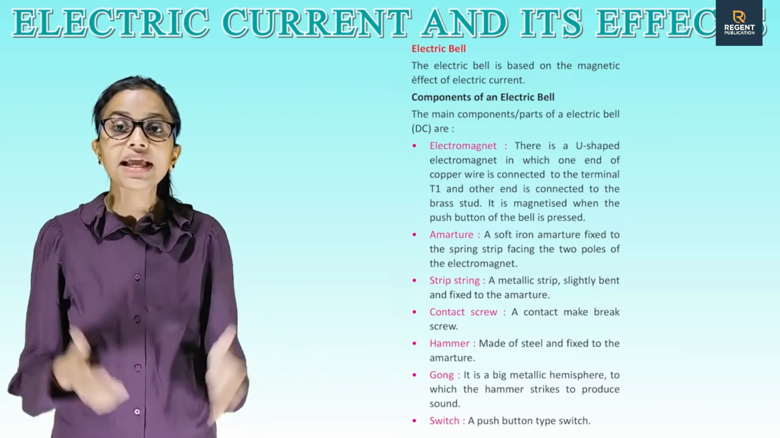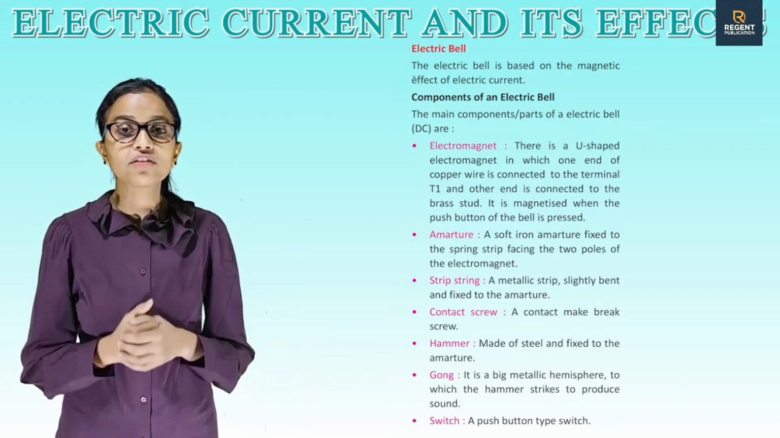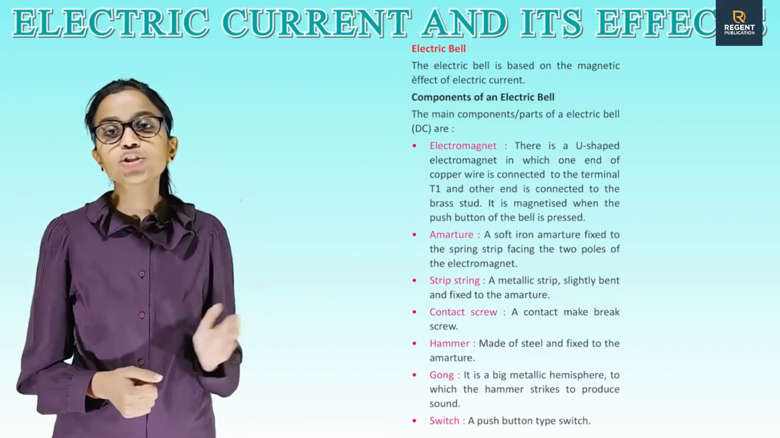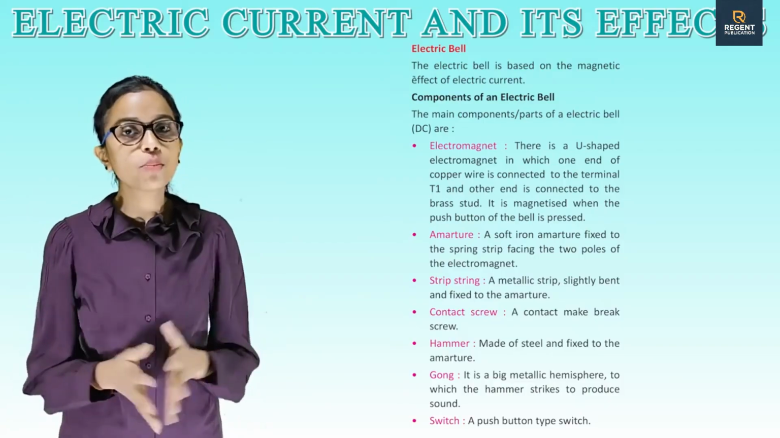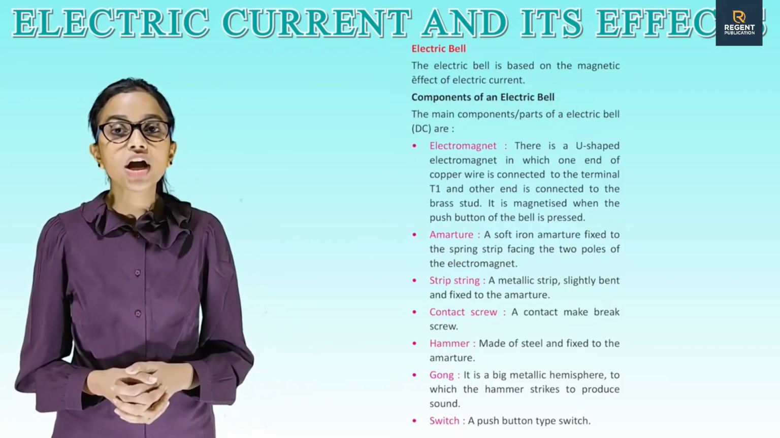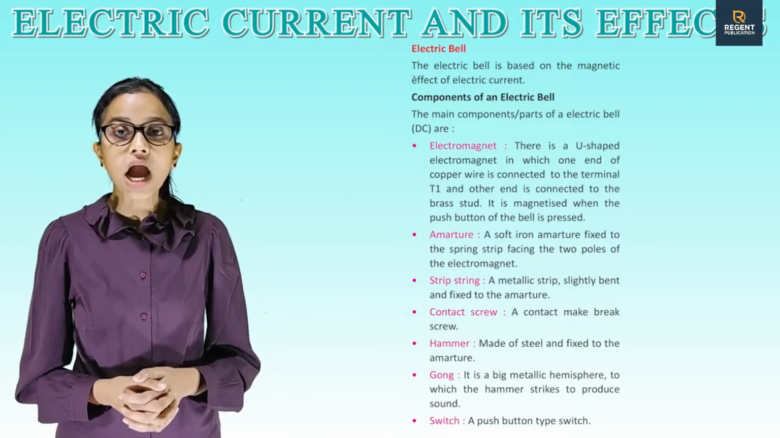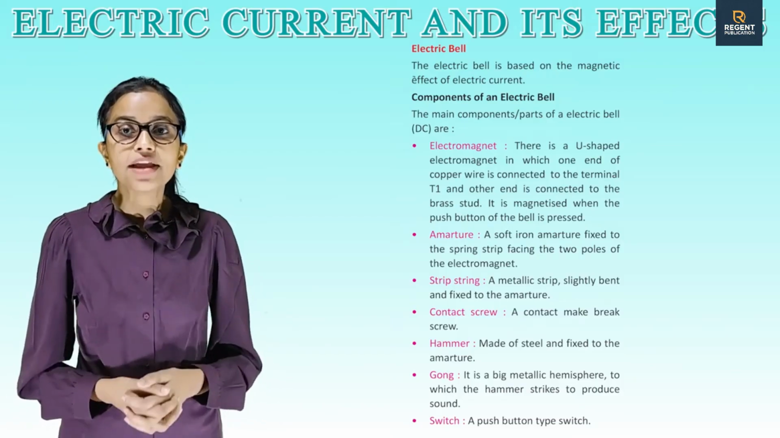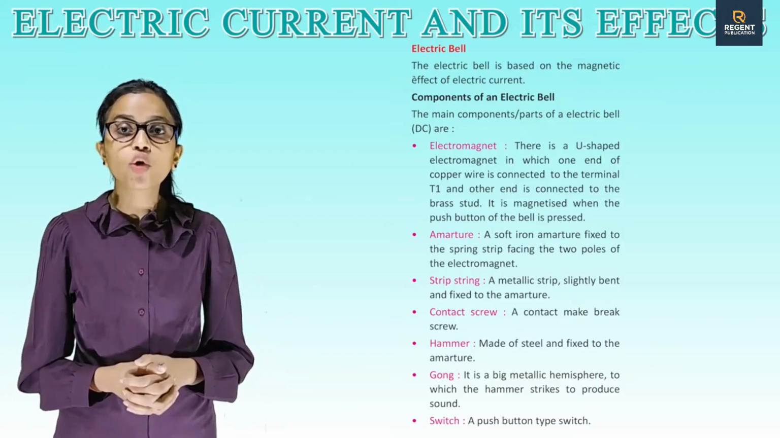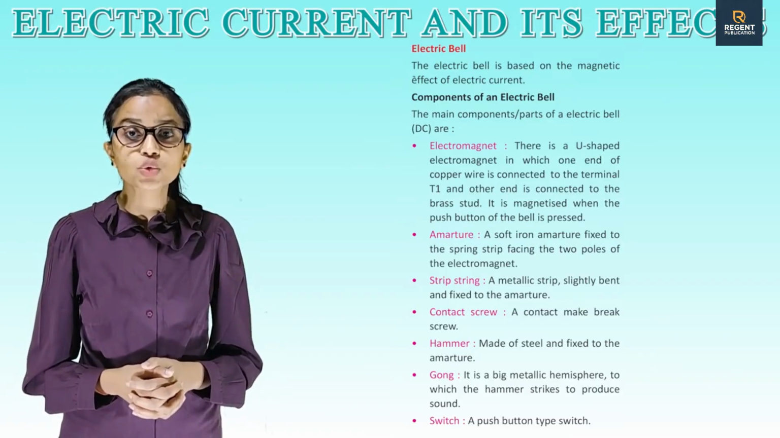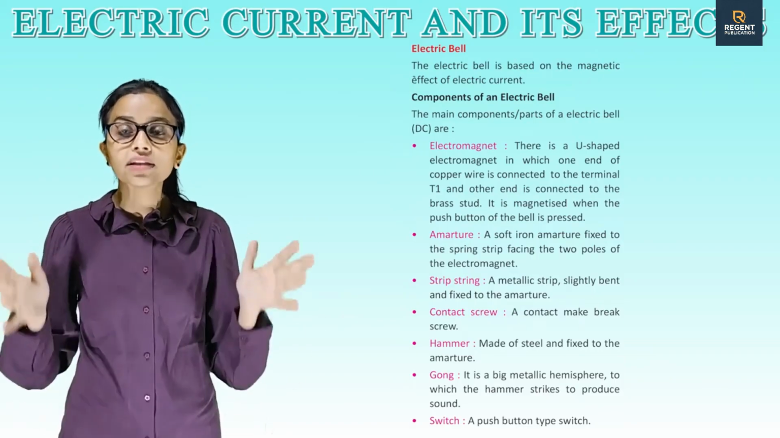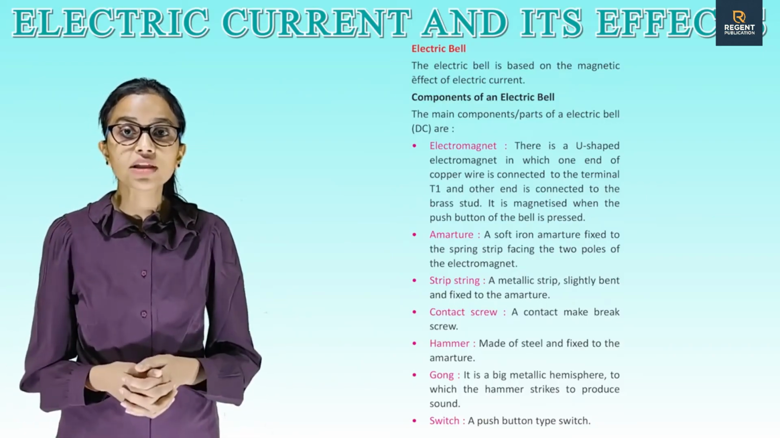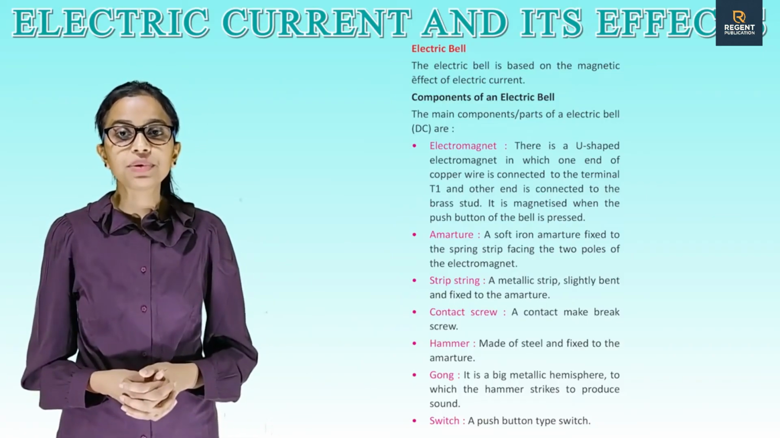Electric bell. The electric bell is based on the magnetic effect of electric current. Components of an electric bell. The main component part of an electric bell DC is the electromagnet. There is a U-shaped electromagnet in which one end of copper wire is connected to the terminal T1 and the other one is connected to the brass stud. It is magnetized when the push button of the bell is pressed.